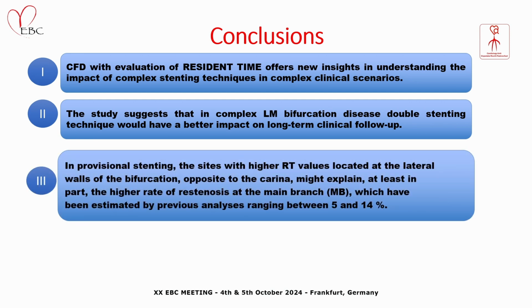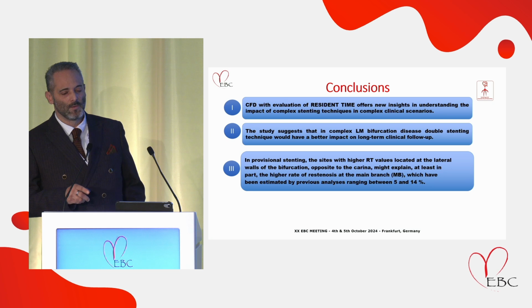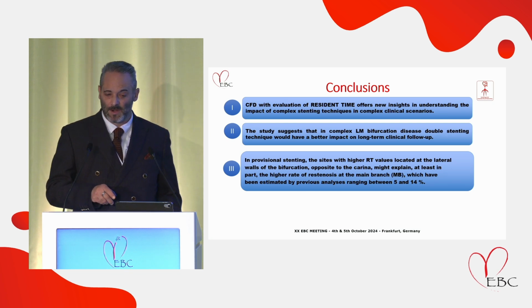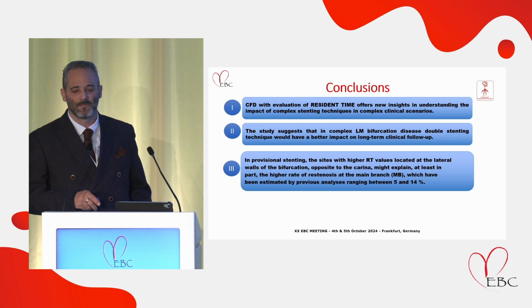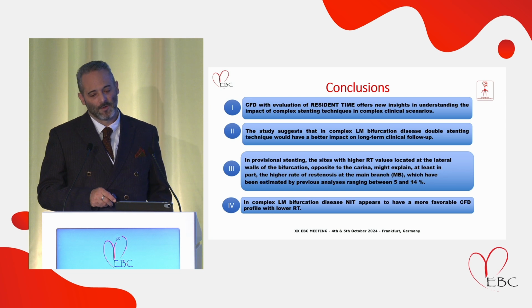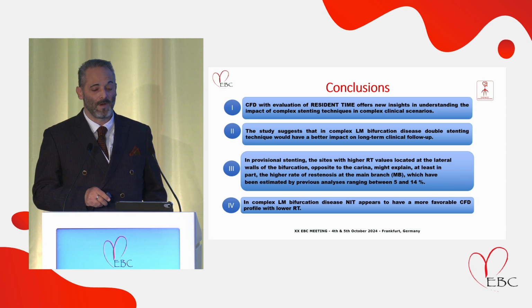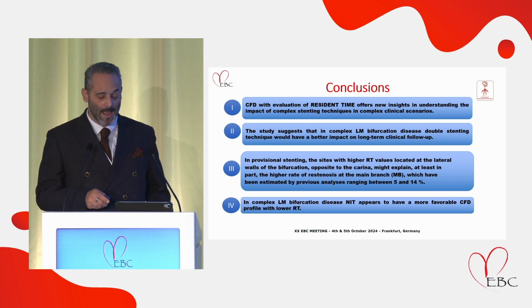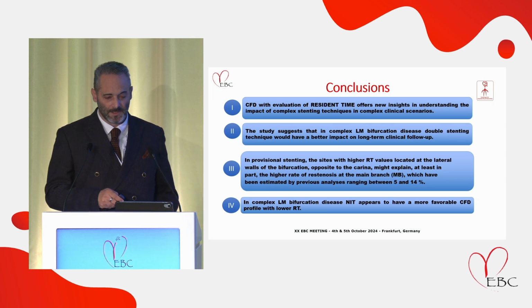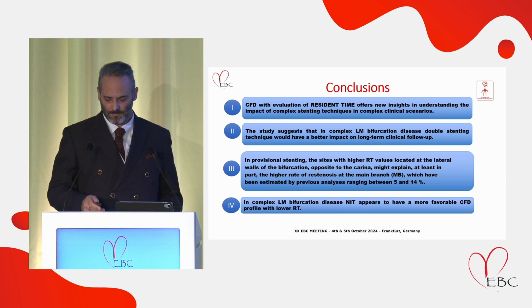In provisional stenting, the site with higher RRT values is located at the lateral walls of the bifurcation opposite to the carina, and may explain, at least in part, the higher rate of restenosis in the main branch, which has been estimated by previous analysis in complex bifurcation, ranging between 5 and 14%. So, in complex left main bifurcation disease, double stenting appears to have a more favorable CFD profile with lower RRT and higher wall shear stress forces, but it is only in complex bifurcation. Thank you.